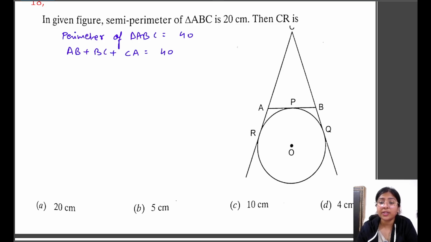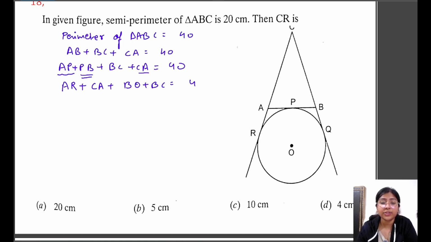AB can be written as AP plus PB plus BC plus CA. Yes or no? We can split AB as AP and PB. This AP is equal to AR, the length of the tangent drawn from an external point. We can write this AR plus CA separately. Plus PB can be written as BQ plus BC is equal to 40. Yes or no? Yes. AR plus CA will be AC. Sorry, CR. It will be CR.